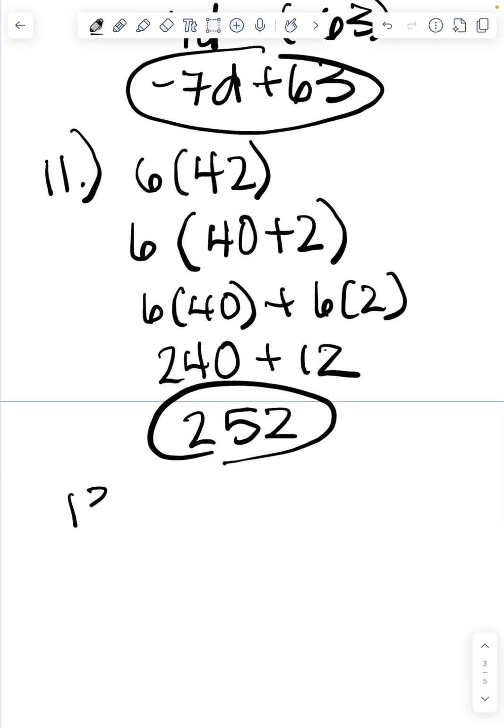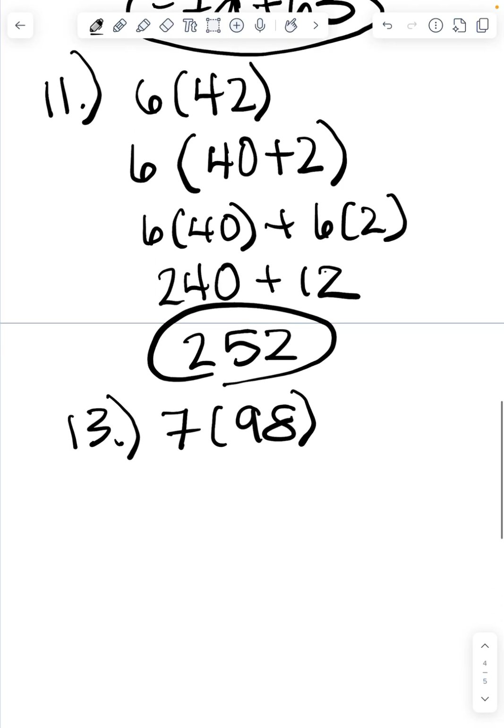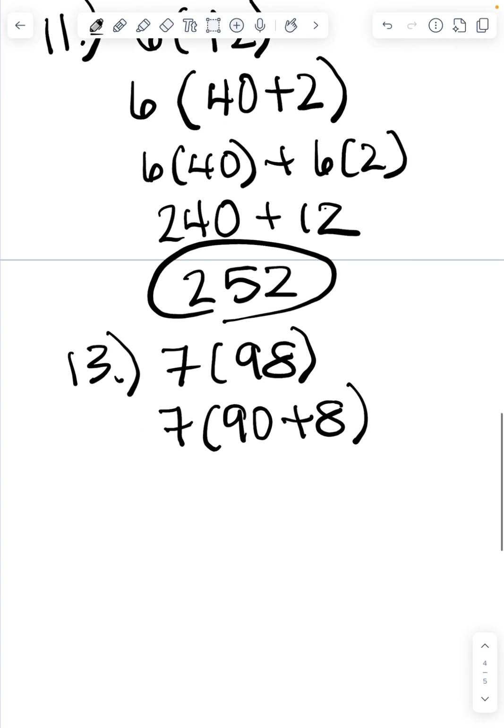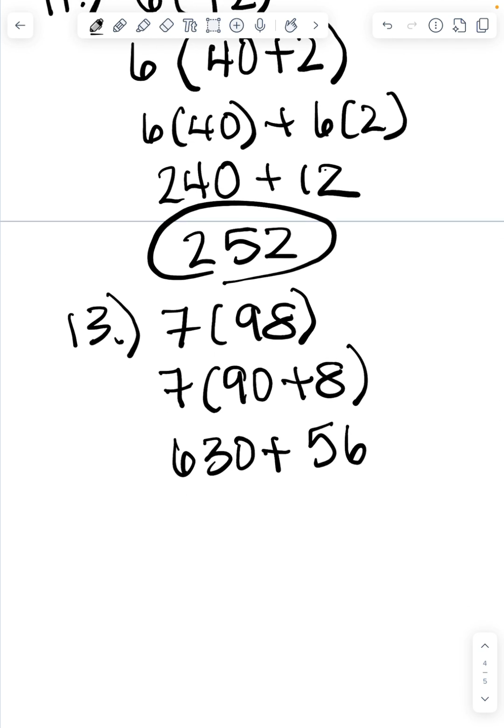Number 13. 7 times 98. So we have 7 times the quantity 90 plus 8. 7 times 90 is 630, plus 7 times 8 is 56. Add them up, we get 686.